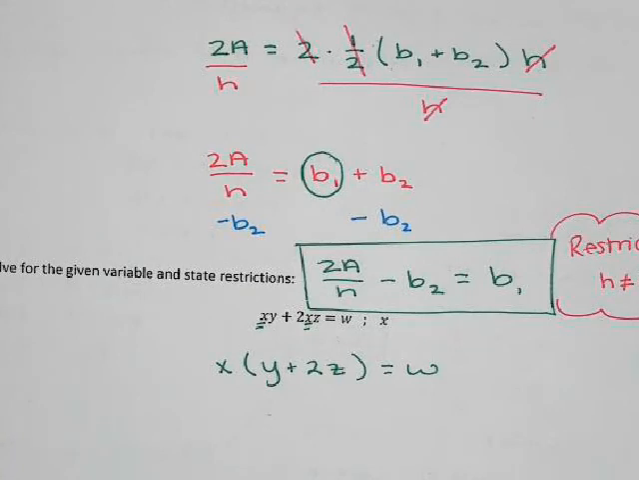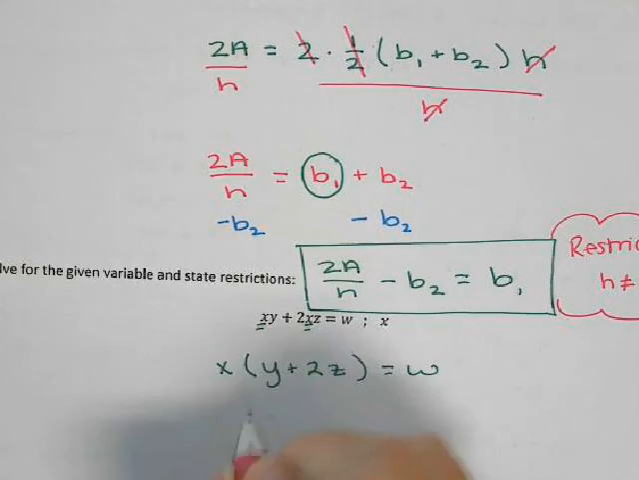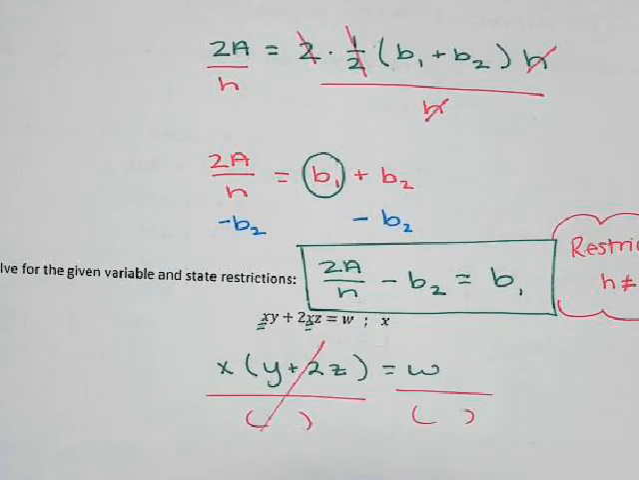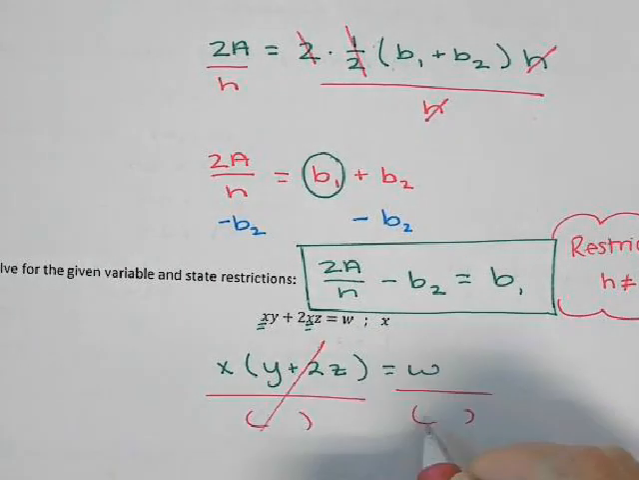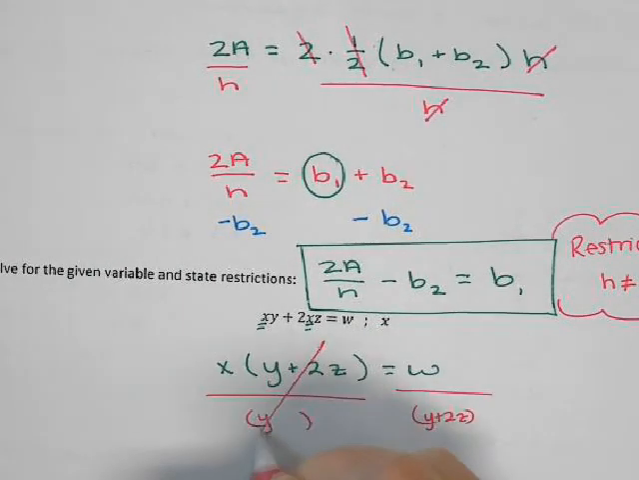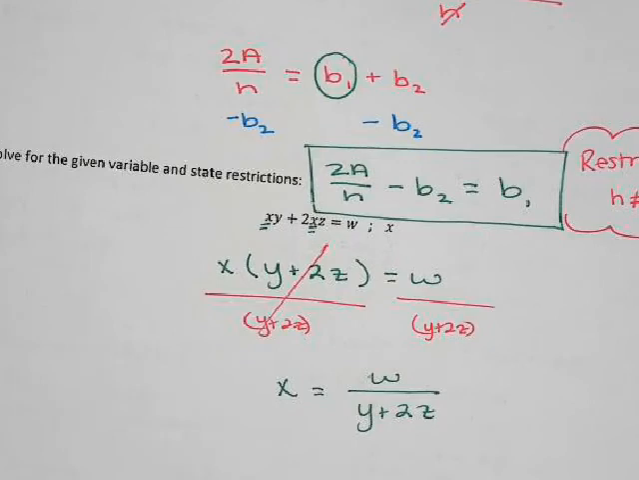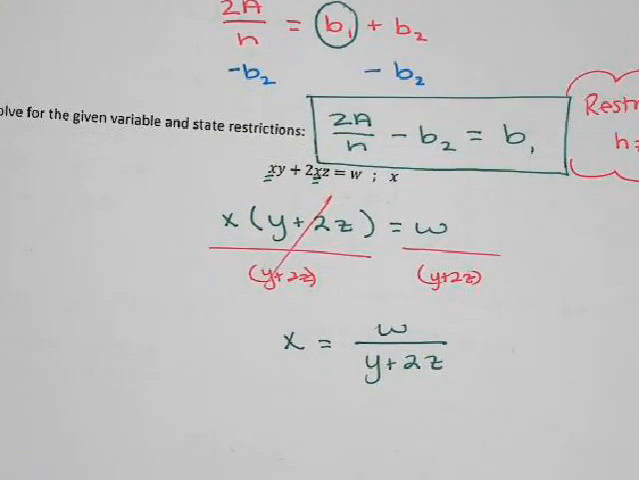All right. Now, x is being multiplied by that jumble of a mess of parentheses. So in order to get x by itself now, I can just divide by that jumble of a mess of parentheses. And the parentheses over here will then cancel. And on the right side, so on the left I just have x, and on the right I'm going to have w over y plus 2z. And that one's done as well.